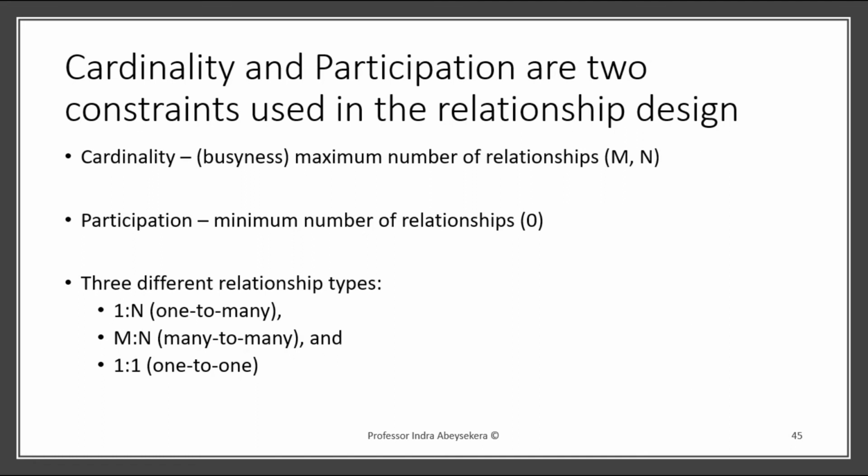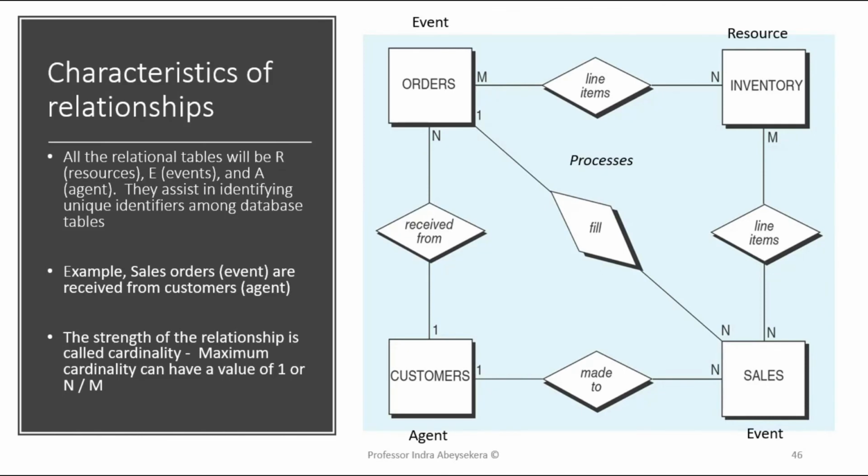And this relationship, the maximum number of relationships that we can have, is called the cardinality, and the minimum number of relationships that we can have for each segment of the relationship is called participation. So there could be different types of relationship: one-to-one, one-to-many, many-to-many.